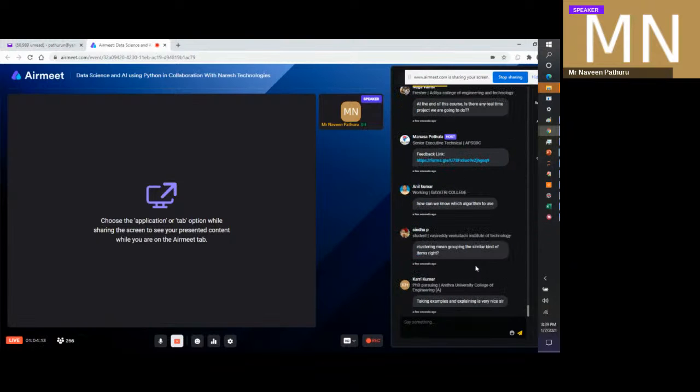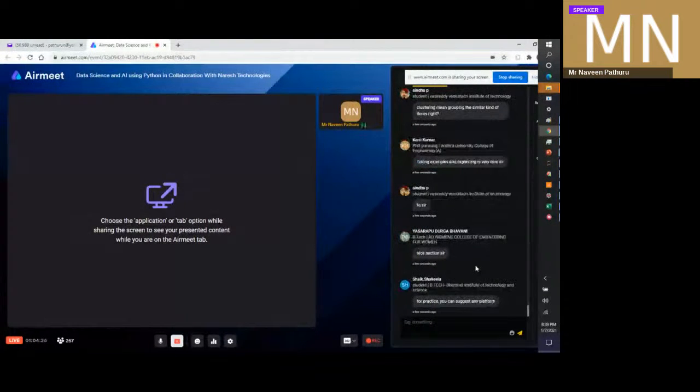Grouping similar kinds of items. So that is right, Sindhu. Within a group, all the items are very similar. Between the groups, they are dissimilar. Kumar, thank you, buddy. How can you know which algorithm to use? We'll discuss that. Okay?